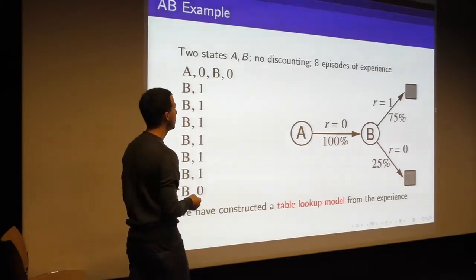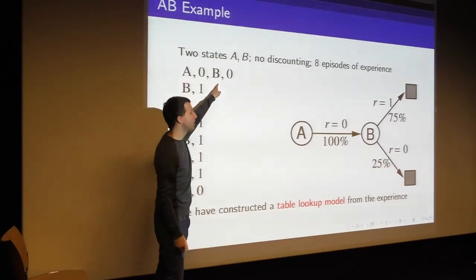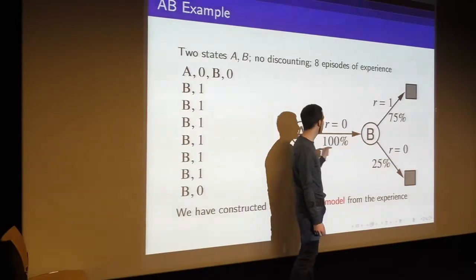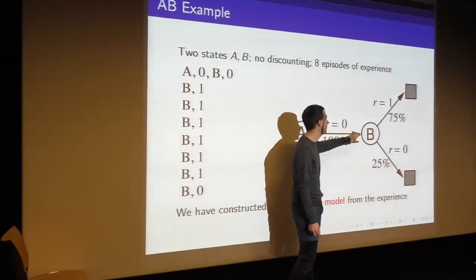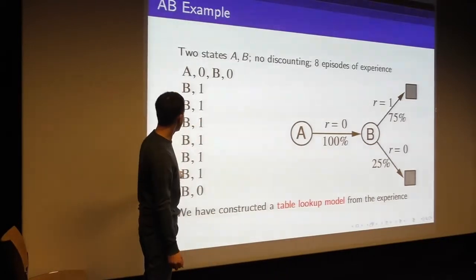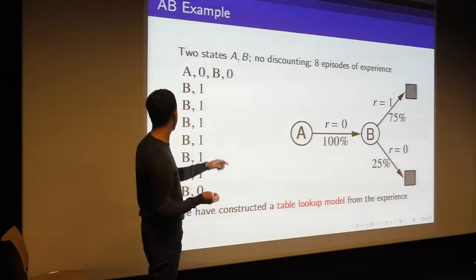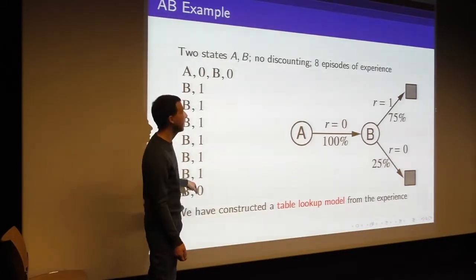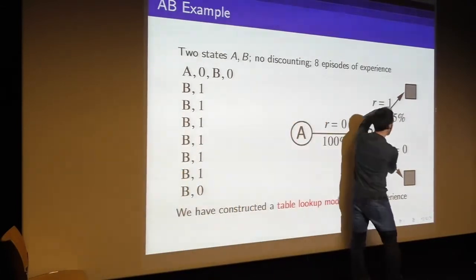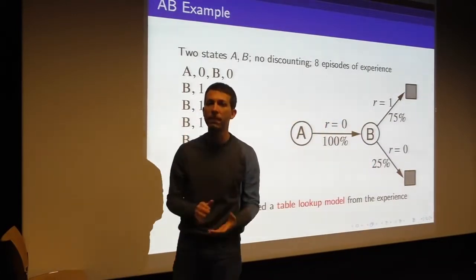And so all we need to do is to count and say, well, every time I was in A, I transitioned to B. So if I count those things, I can make this transition here to say 100% of the time I transition from A to B. And I can count that from B, on 6 out of 8 of my occasions, I transitioned to the terminal state with a reward of 1. And on 2 out of 8 occasions, I transitioned to the terminal state with a reward of 0. That gives me these two arcs here. So it's just counting. That's all that's required to make a table lookup model.